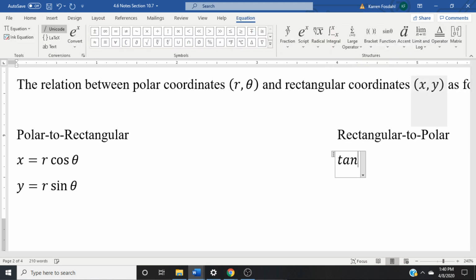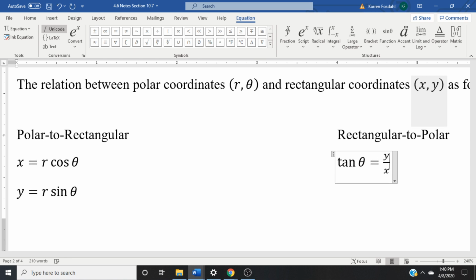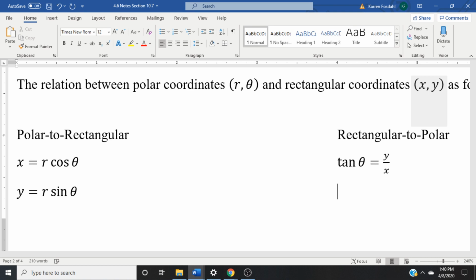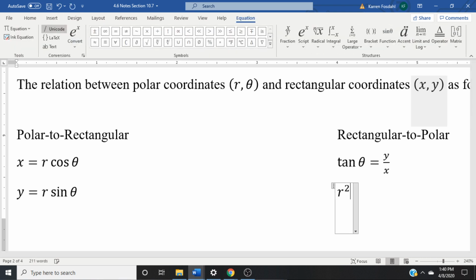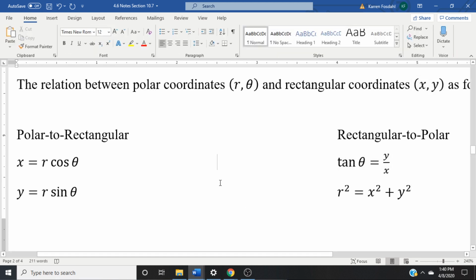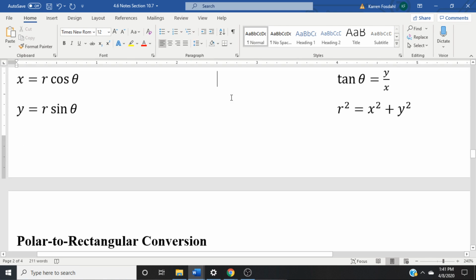We need to use our tangent. Tan theta is going to equal y divided by x. Okay, that's for rectangular to polar, and r squared is going to equal x squared plus y squared. Okay, so polar to rectangular is going to involve cosine and sine. Rectangular to polar is going to involve tangent and then the circle formula. Okay? So really, we're basically halfway done. Hopefully that means we'll be able to finish this pretty quickly.